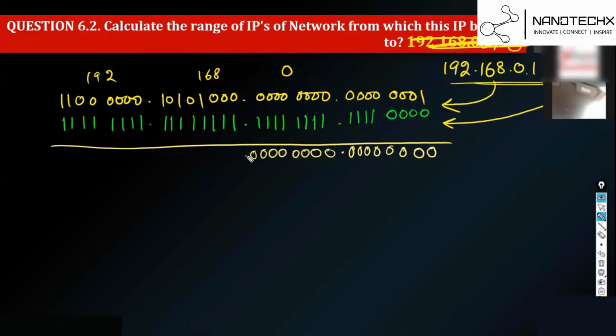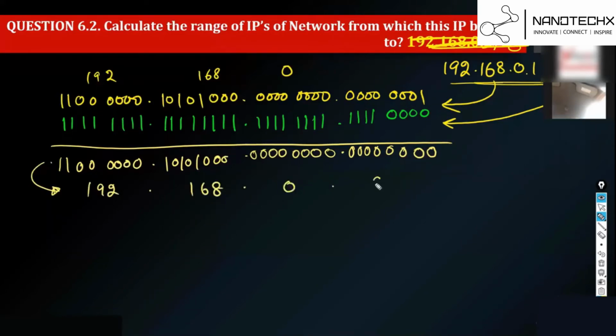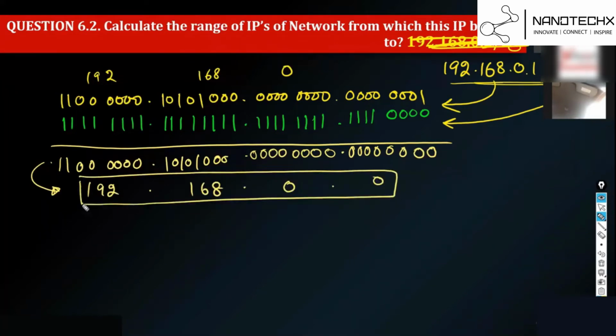And here what are we going to get? We are going to get the same thing when we multiply them, because they are all ones. And then 0, 0, 0. So we convert it to decimal. Simply, the decimal is 192.168.0.0. So this is our first IP address.